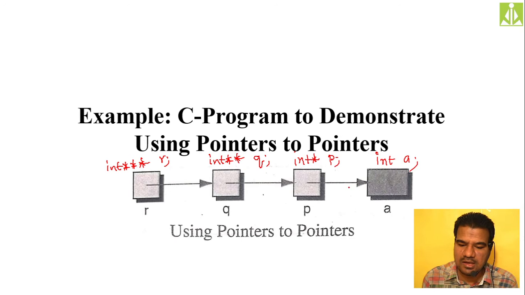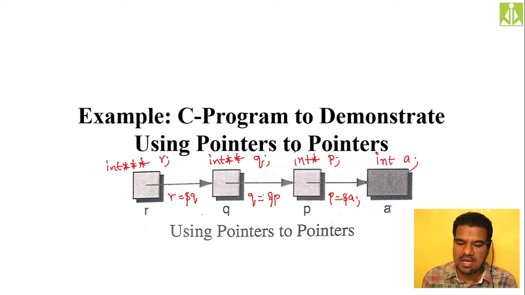How can we store? To form this link, what I have to do is P equals ampersand A. This link will be formed. To form this link I have to do Q equals ampersand P. This link will be formed. This third link, R equals ampersand Q. This third link will be formed.